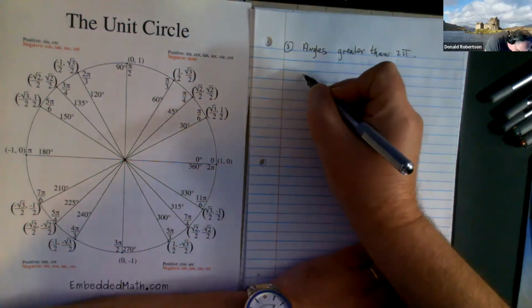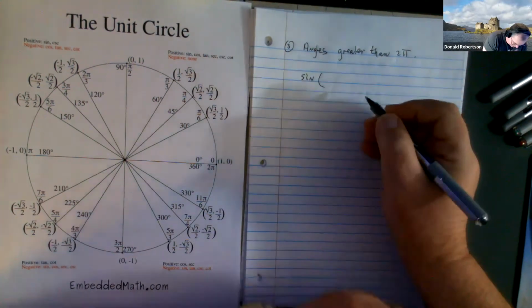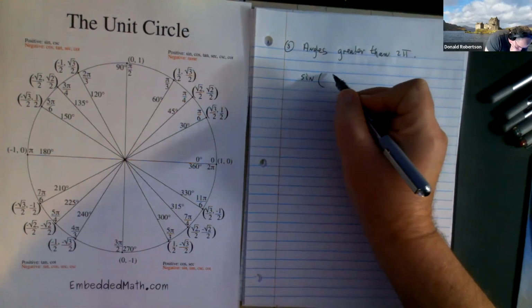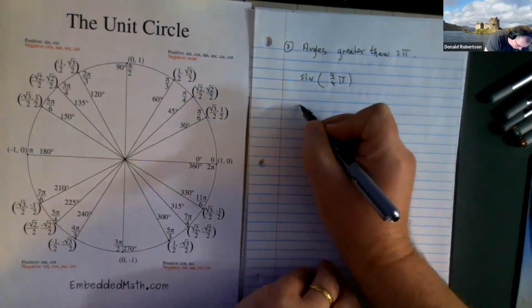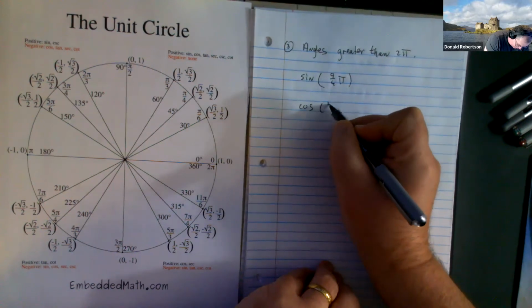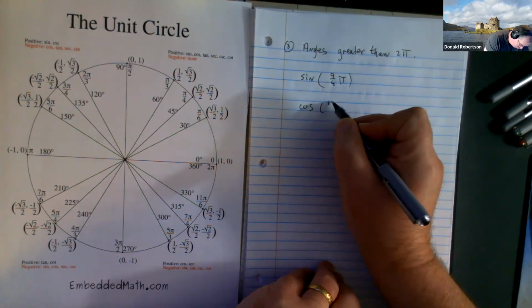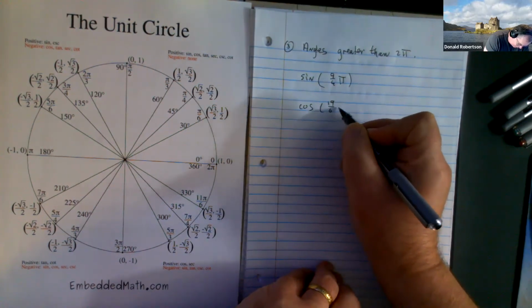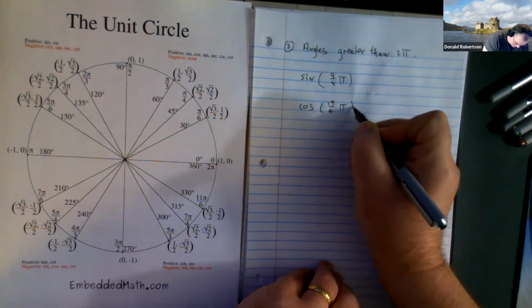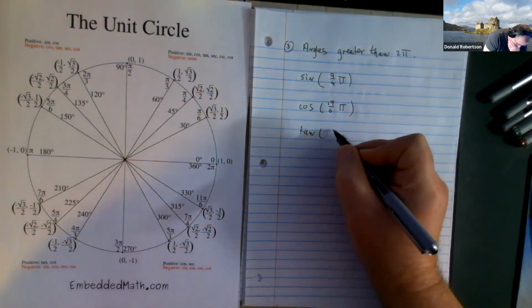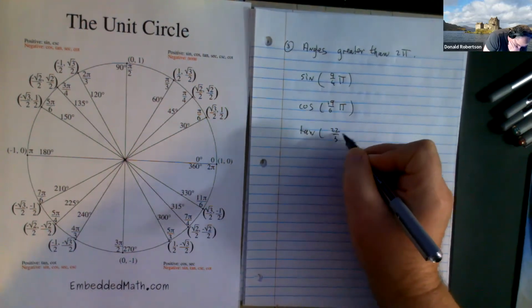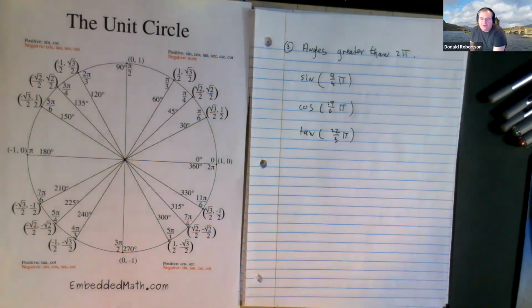So we are going to be looking at how to find the sine of 9/4 pi, or the cosine of 19/6 pi, or the tangent of 22/3 pi. There, that's probably plenty of practice.